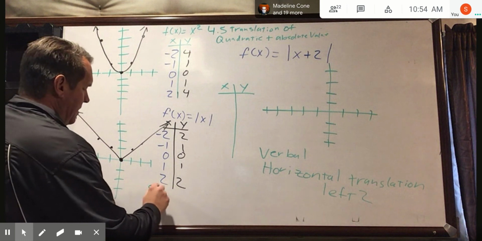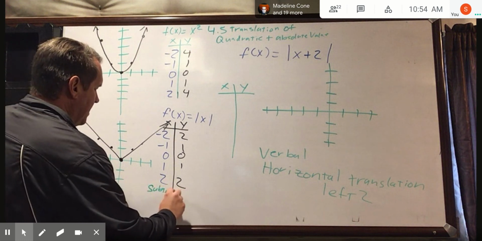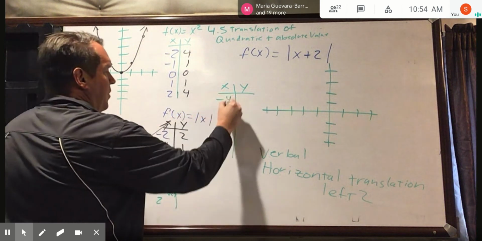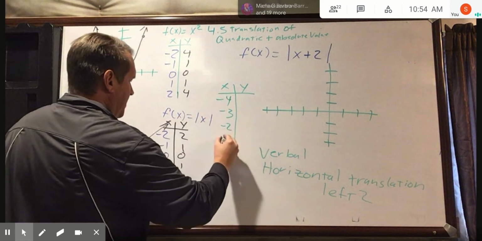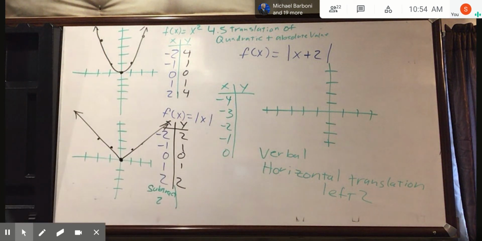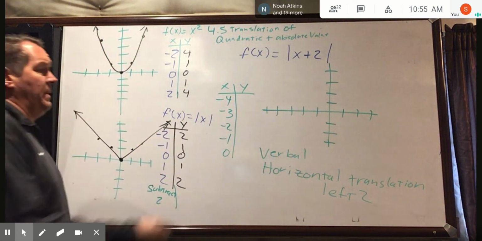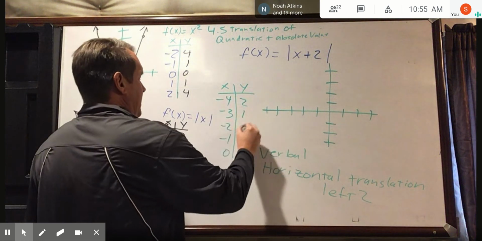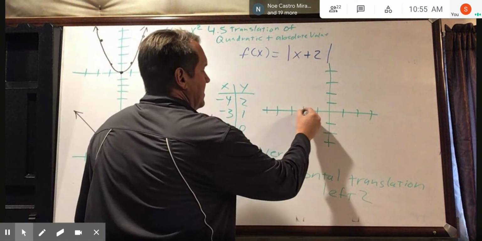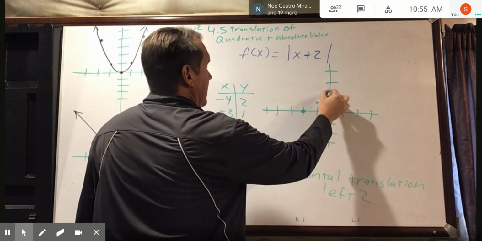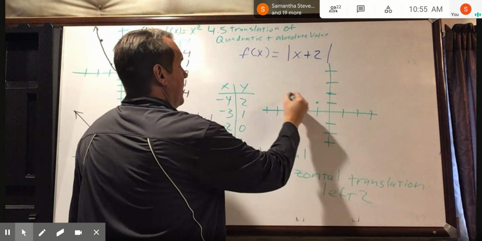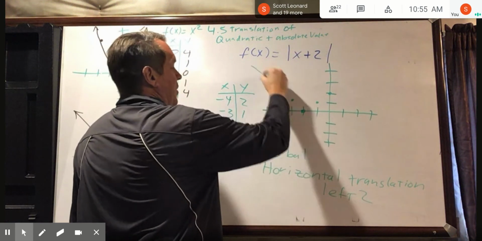Subtract 2 here. All right, so subtract 2 from all these: negative 4, negative 3, negative 2, negative 1, and 0. We're not doing anything with the y's, so I just repeat them: 2, 1, 0, 1, 2. So we have negative 2, 0; negative 1, 1; 0, 2; negative 3, 1; negative 4, 2.